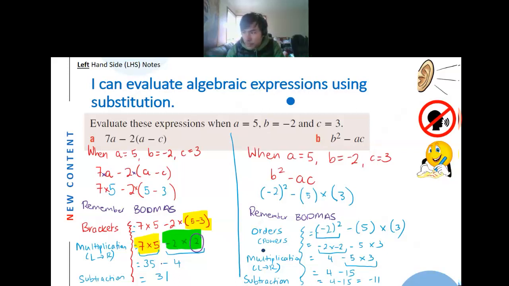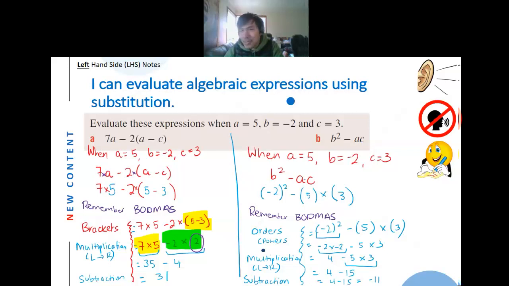And then finally we have subtraction. So we have 35 minus 4, that gives you 31. And that is the value of our expression. Okay. For the second expression, we've got b squared minus ac.